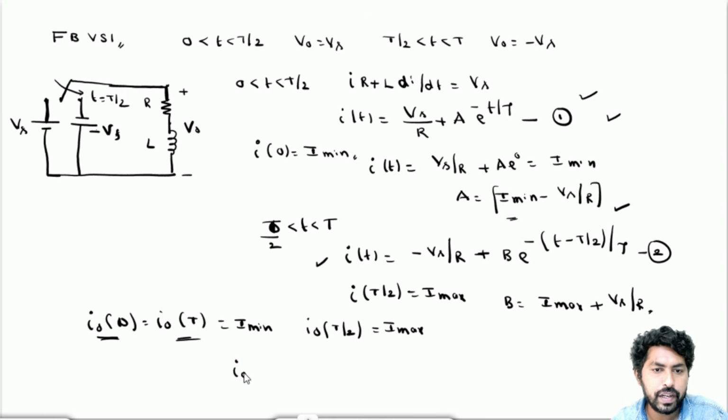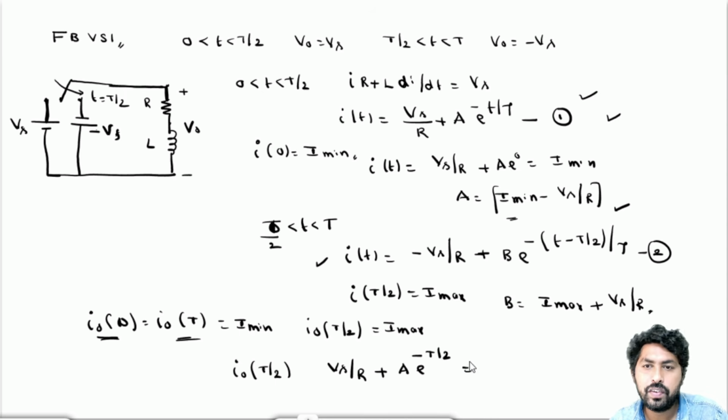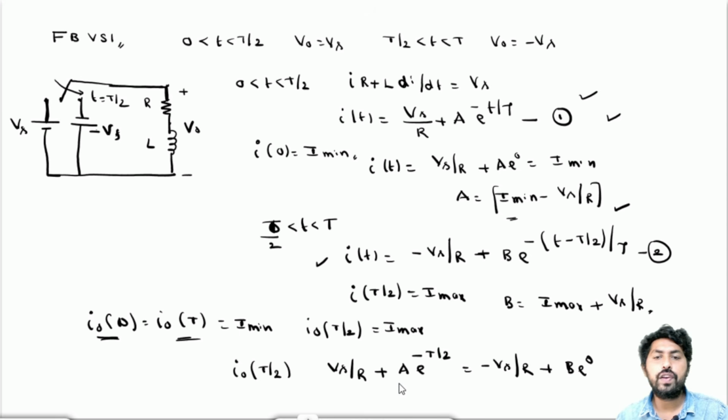So I naught of T by 2 equal to, if I substitute in the above equation, that is 0 to T by 2, Vs by R plus A into e power minus T by 2 equal to minus Vs by R. If I substitute in equation number 2, it will be minus Vs by R plus B into e power 0. So from this we'll get one equation.